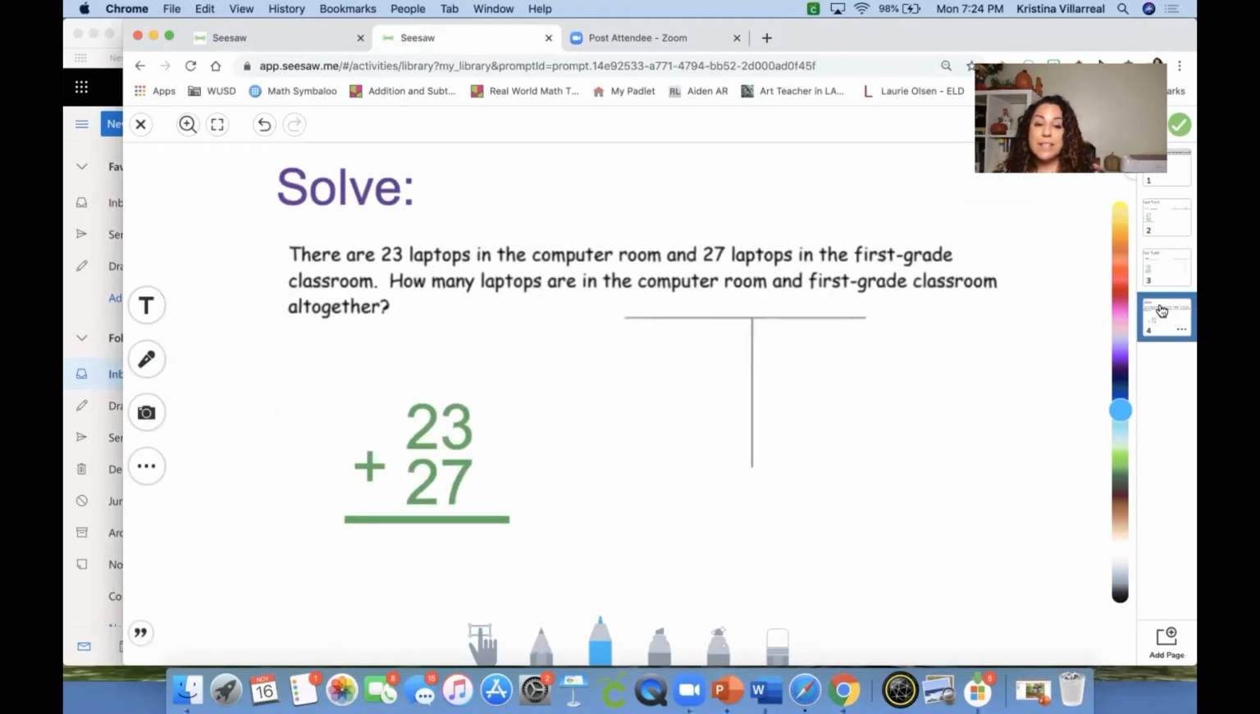There are 23 laptops in the computer room and 27 laptops in the first grade classroom. How many laptops are in the computer room and the first grade classroom all together? So you can see I have my T-chart here, so you can add to that, and that's it.